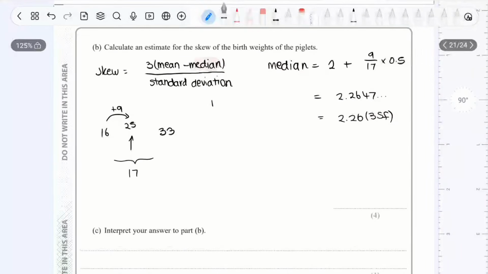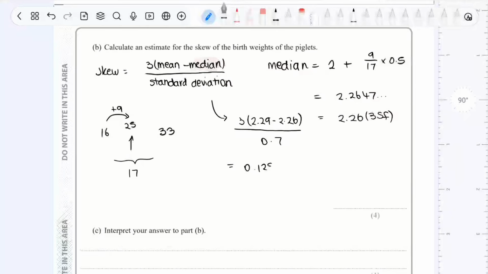Now we just need to plug the values in. So the skew is equal to 3 lots of the mean, 2.29, minus the median, over the standard deviation, which is equal to, if you type this into the calculator, 0.1285 and so on, which we round to 0.13. Now they give a range for this, which is why I wouldn't worry about what you round your median to, but it's 0.1 to 0.13 if you're wondering in the mark scheme.